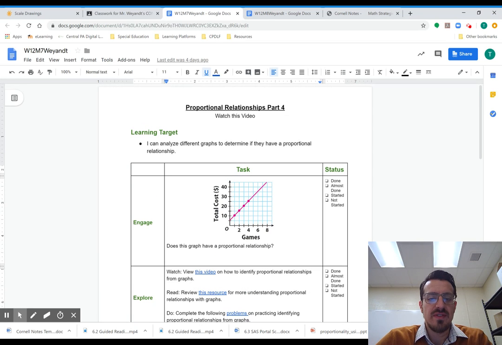So hopefully at the end of this lesson, you can confidently say, I can analyze different graphs to determine if they have a proportional relationship. And again, use this lesson to enhance your learning as you move through the checkpoints towards the end of this unit.